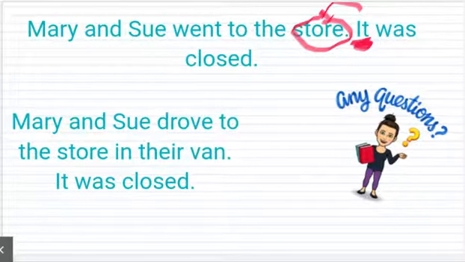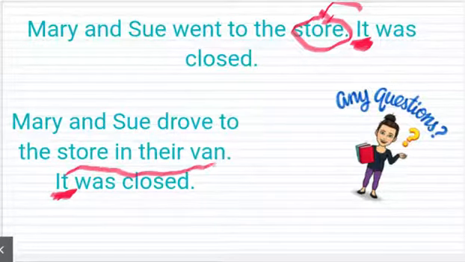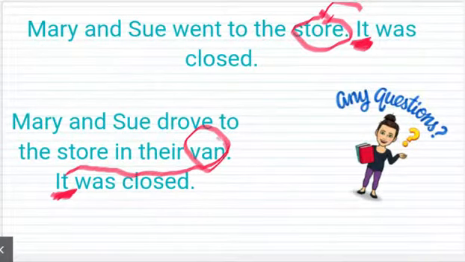Mary and Sue drove to the store in their van. It was closed. Again, we have the pronoun it. But in this case, when we look backwards in our writing, the last noun that could be an it is the van. Does that make sense? Mary and Sue drove to the store in their van. The van was closed? That doesn't make sense, so this sentence would need some editing to make sure that the pronoun refers to the correct antecedent. You could say Mary and Sue drove their van to the store. It was closed, and that would fix the problem.